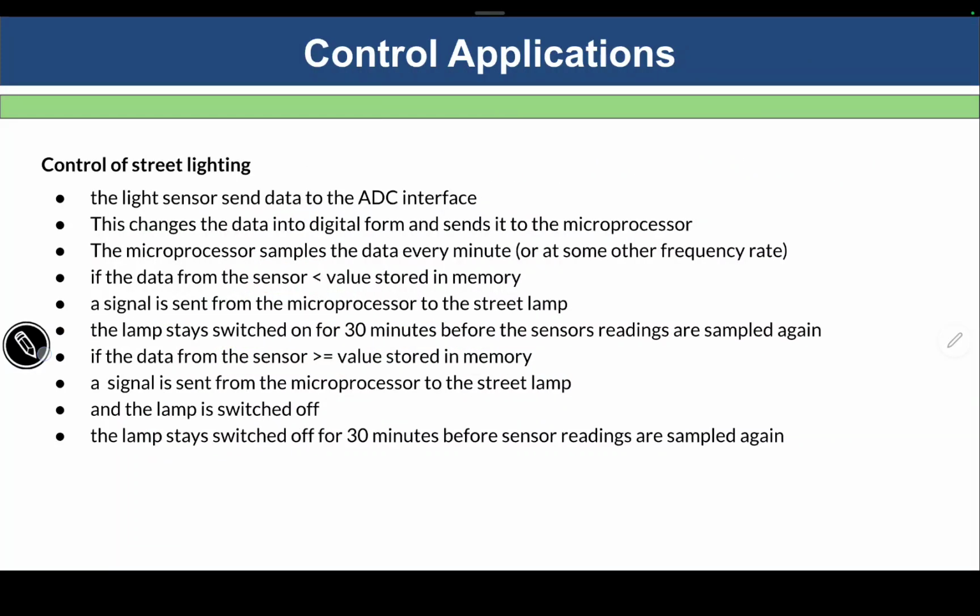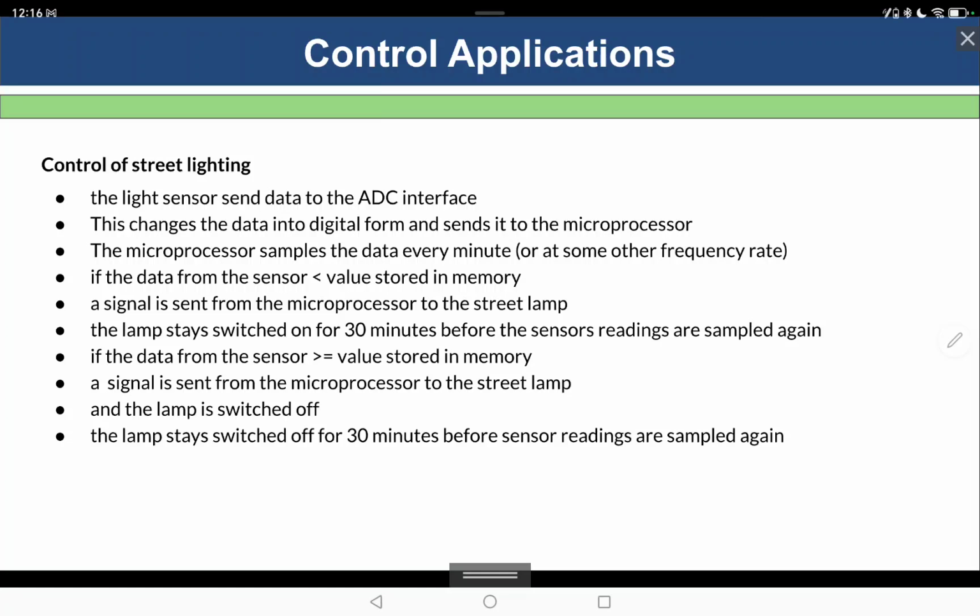Now let's look at controlled application. An example of a control application is a street light. So the light sensor is what is used to take readings, and then the readings are sent to the ADC. The reason it is sent to the ADC is so that the data can be changed into digital format and then sent to the microprocessor. The microprocessor will sample the data every minute or at another frequency rate.